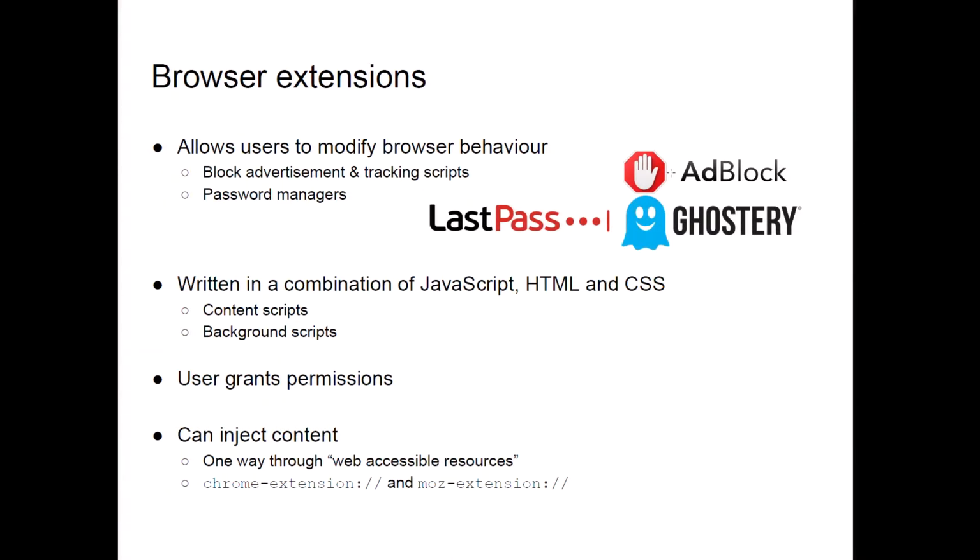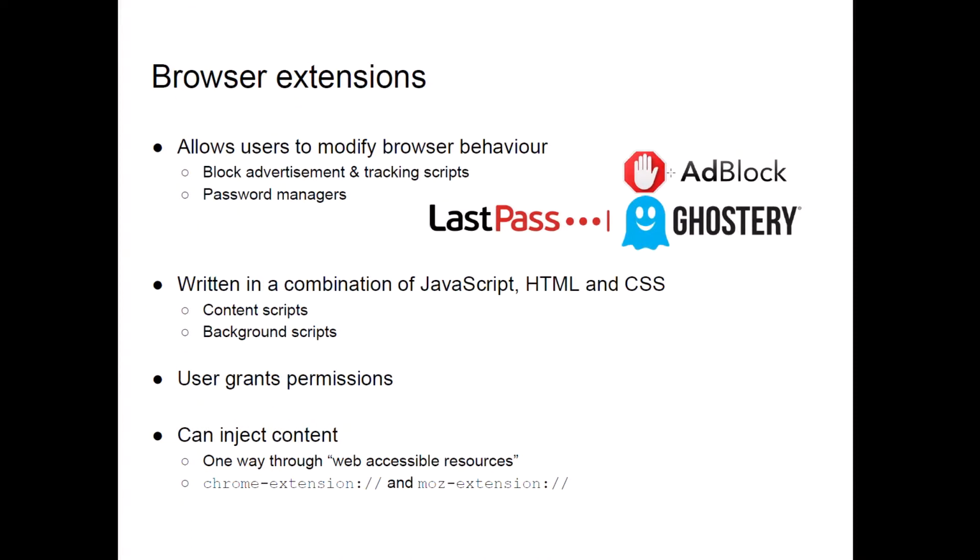They're small applications written in a combination of JavaScript, HTML, and CSS, and we can slightly simplify and divide them into two parts. We have the content scripts, which actually communicate with the shared DOM, with the web page. And then we have the background scripts. The background scripts have access to elevated APIs. They can, for instance, read network traffic if they ask for that permission. And the user grants an extension permission when they install the extension.